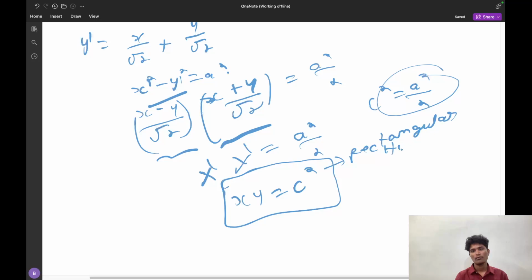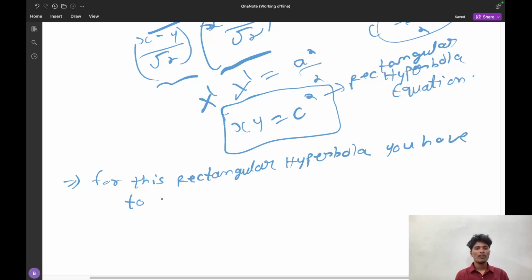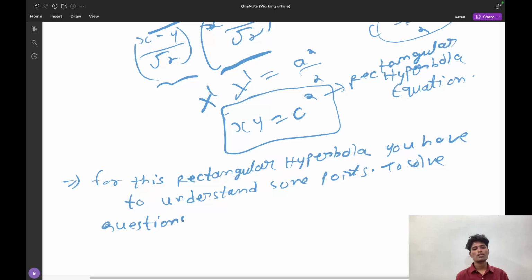Rectangular hyperbola equation. Yes. Now for this rectangular hyperbola, you have to understand some points to solve questions in rectangular hyperbola.